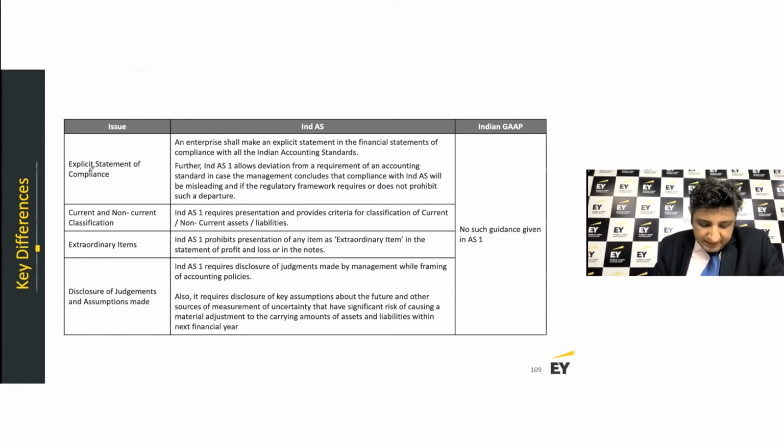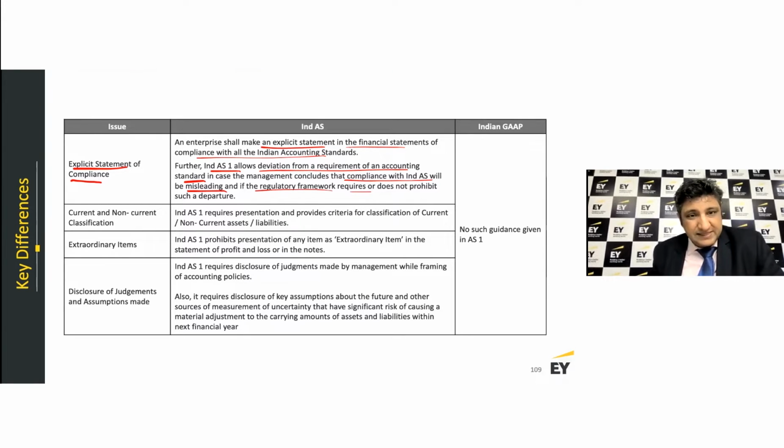For example, there is an explicit statement of compliance required to be made by an entity. Also, you may deviate from a standard if you believe, as management, that complying with the Ind AS, or that standard, could be misleading. Although we discussed that this could be a rare event, just in case the management has a strong, genuine reason to believe so, they are allowed to move away from the requirements of the Ind AS in that context.